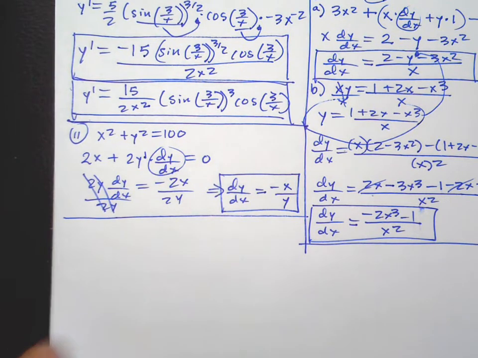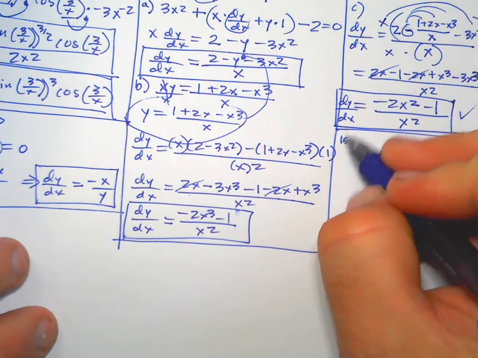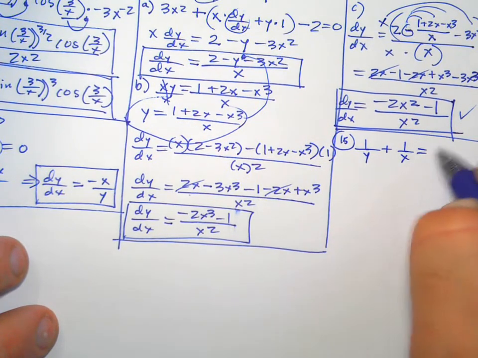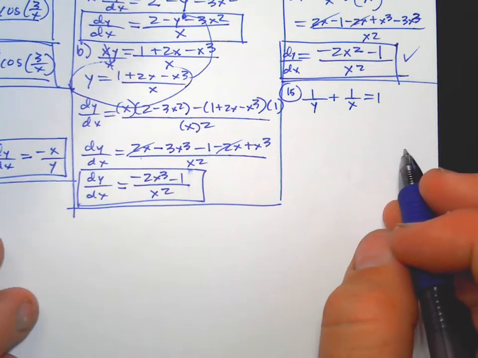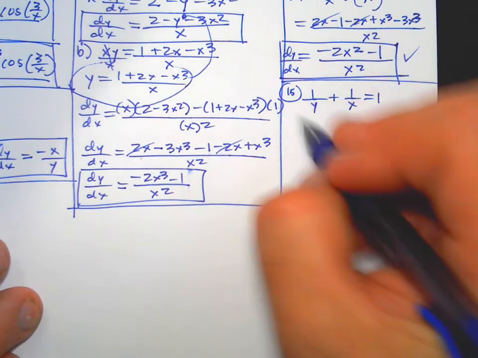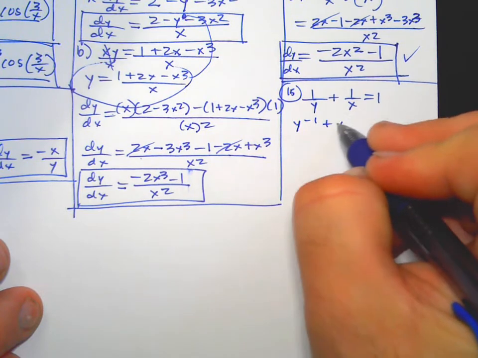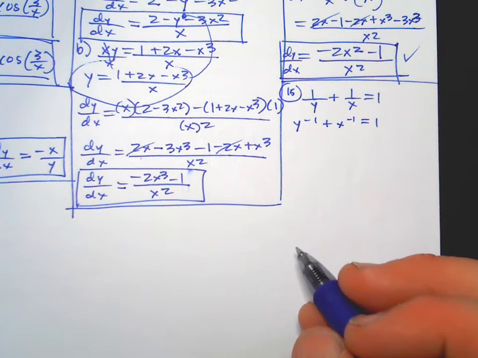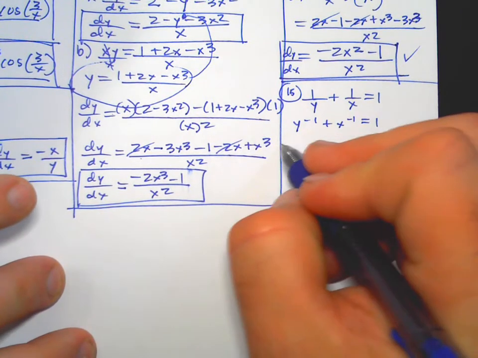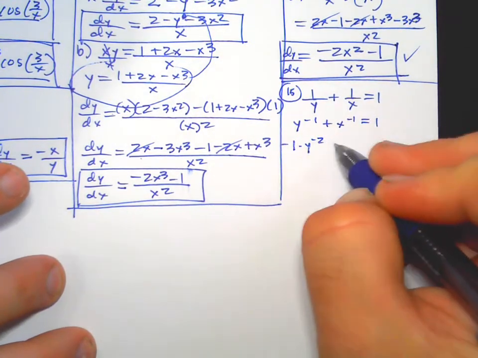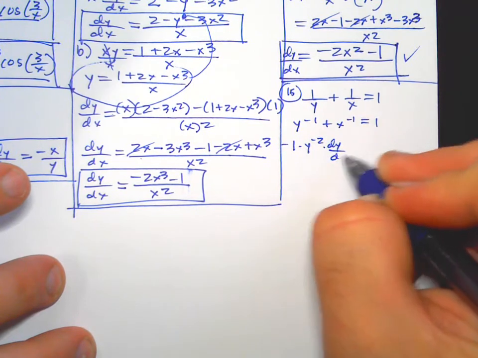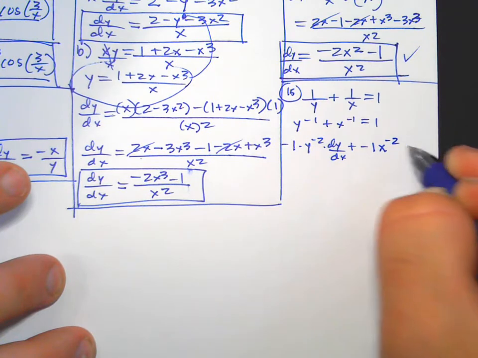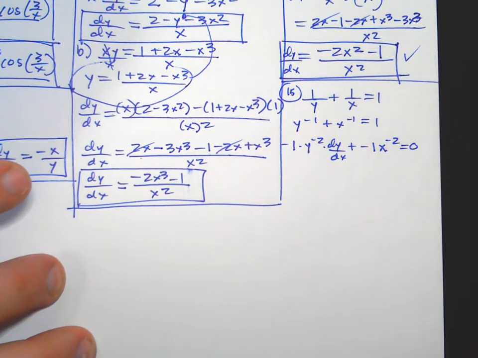Number 15 was 1 over y plus 1 over x equals 1. Now, do you really want to do quotient rule? I personally would change this to y to the negative 1 plus x to the negative 1 equals 1, which is the same thing, but now I'm definitely not thinking about quotient rule. I'm just doing simple power rules. Negative 1 times y to the negative 2 dy/dx plus negative 1 times x to the negative 2 equals 0. That was not that bad.